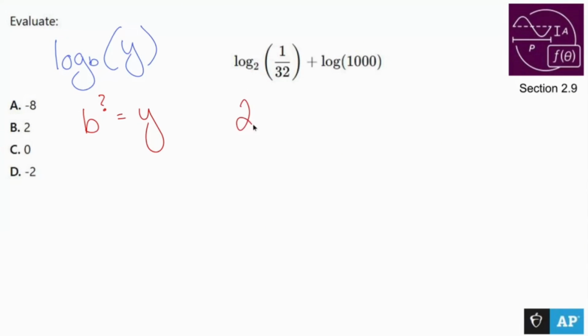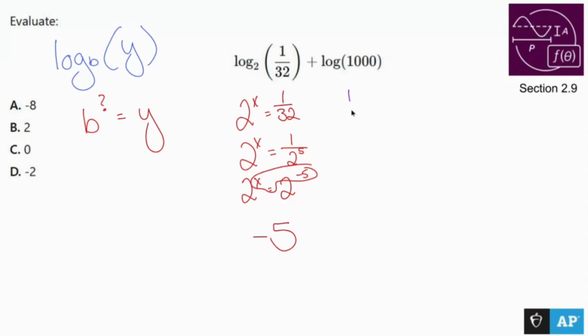So let's just say 2 to the x equals 1 over 32. Let's turn 32 into something with a base of 2, so 1 over 2 to the 5th. Rewrite that as 2 to the negative 5th. So you would say x equals negative 5. So log base 2 of 1 over 32 evaluates to negative 5. So this chunk becomes negative 5.